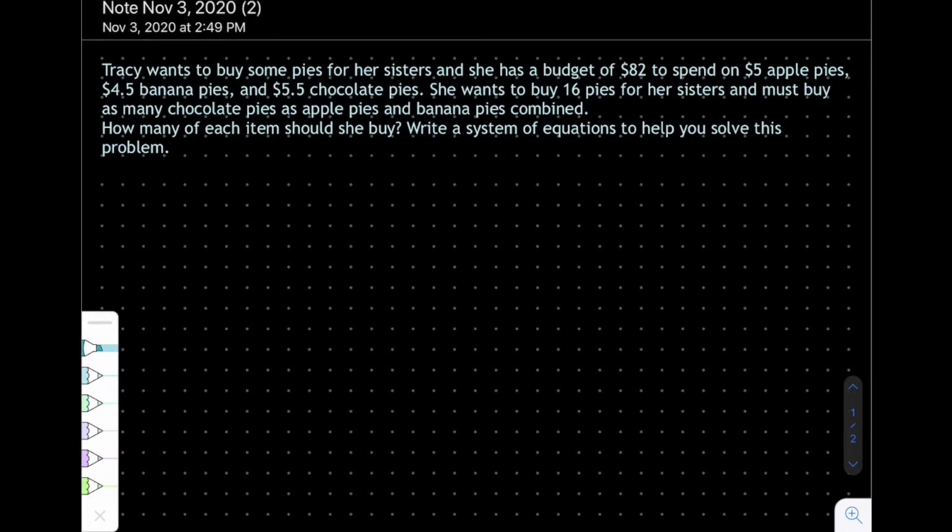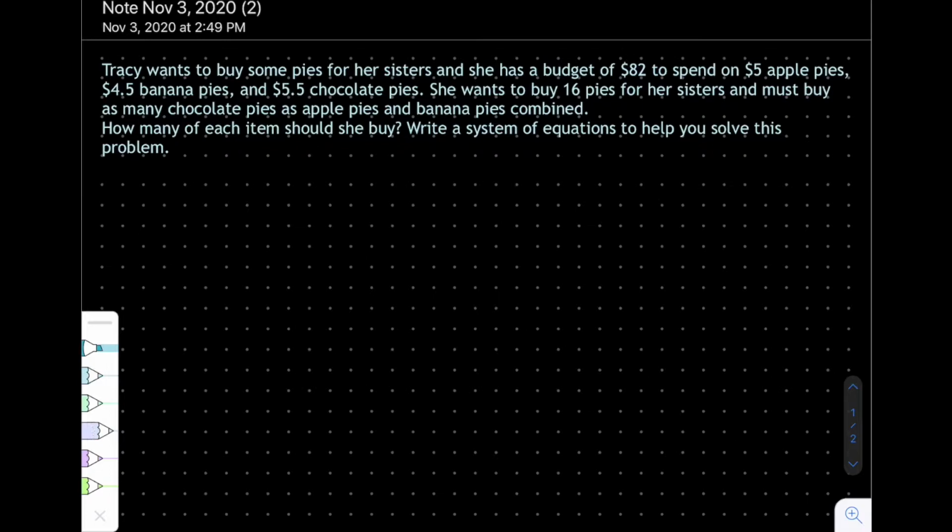So Tracy wants to buy some pies for her sisters, and she has a budget of $82 to spend on $5 apple pies, $4.50 banana pies, $5.50 chocolate pies. She wants to buy 16 pies for her sisters and must buy as many chocolate pies as apple pies and banana pies combined. How many of each item should she buy? Write a system of equations to help you solve this.